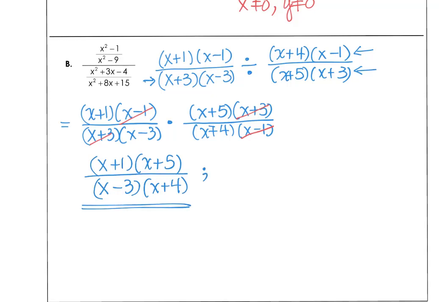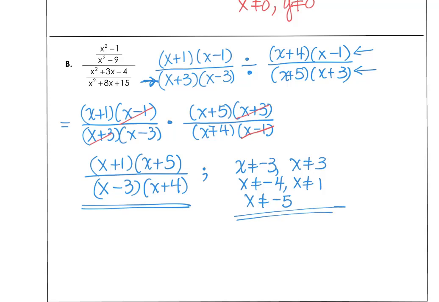But I'm going to go back up here and look at the restrictions. We have restrictions at -3 and +3. We have restrictions at -4 and +1, and a restriction at -5 and -3 again. So these are our restrictions. And that, my friends, is the end of lesson 4 with rational expressions.